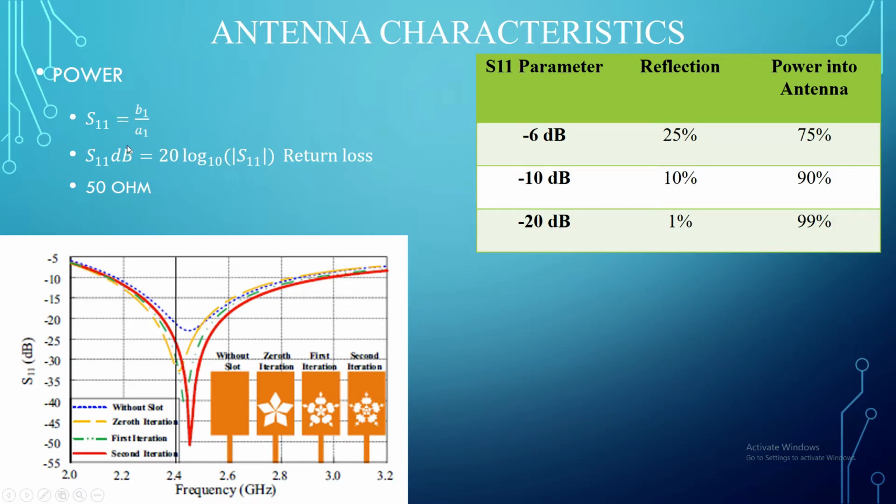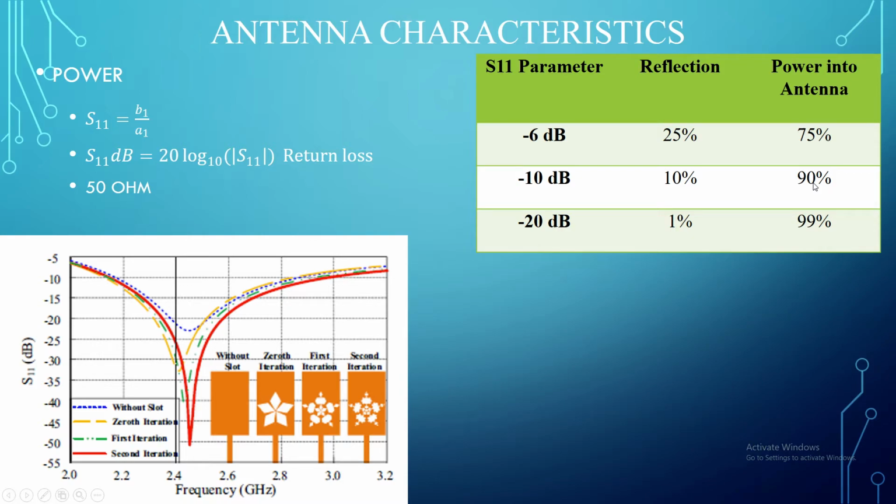And this relationship is given by the S11 formula. It's B1 over A1, where A is the incident wave coming to the antenna, and B is the reflected wave coming out of the antenna. The reflected power. And then you have the S11. Usually these S11 parameters are given in logarithmic form, and it's called the return loss. So as I mentioned before, everything lower than -10 dB is considered acceptable for antenna design because you have less reflection from the antenna and all the power is being absorbed in the antenna, which is what we usually want.